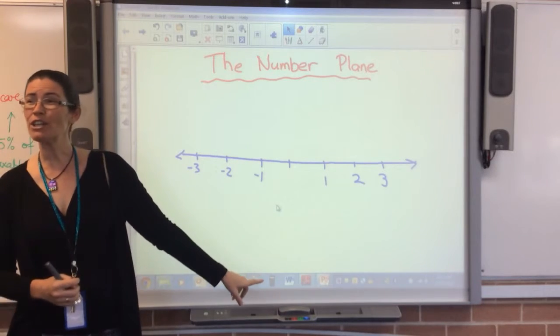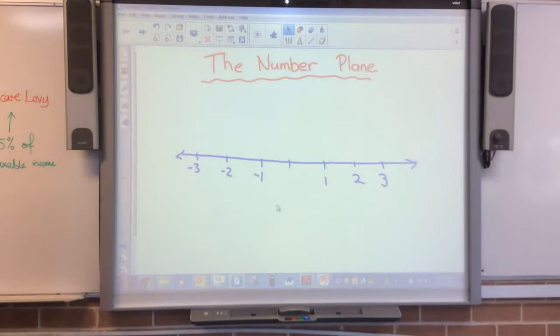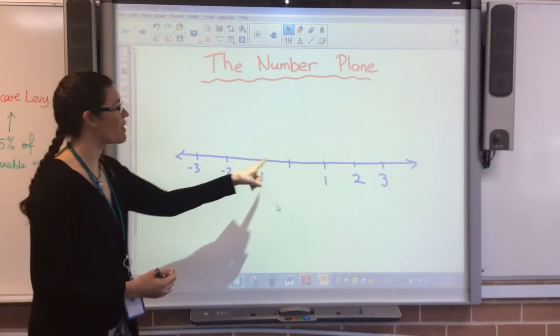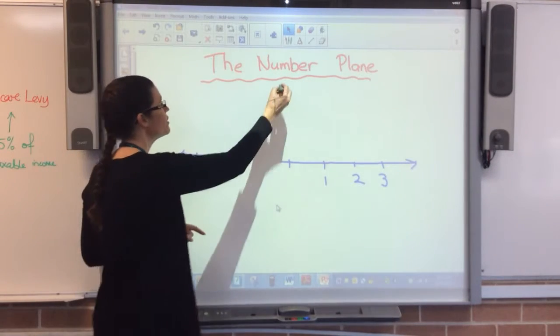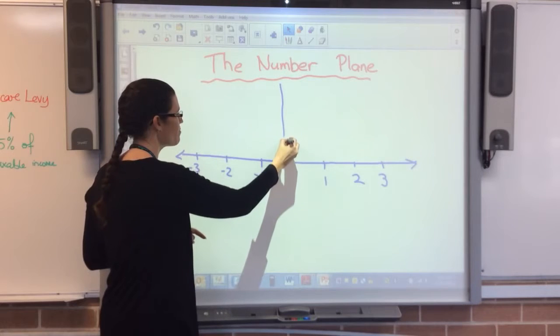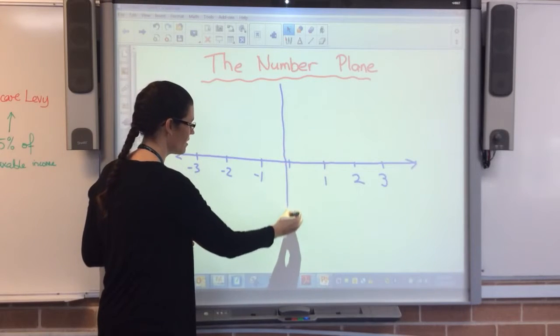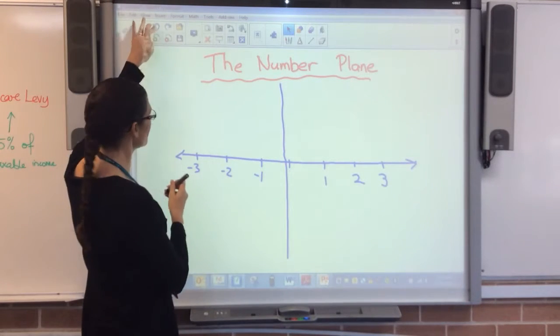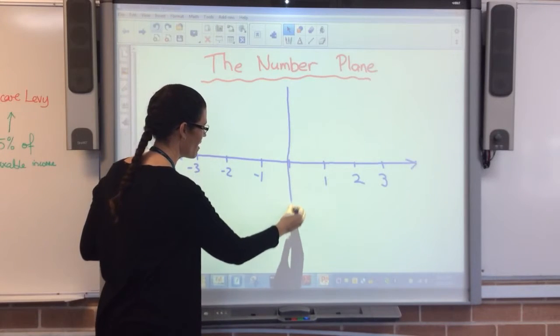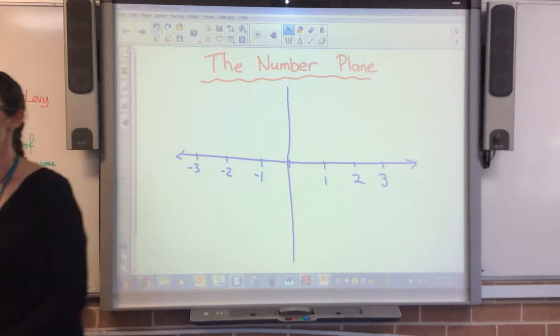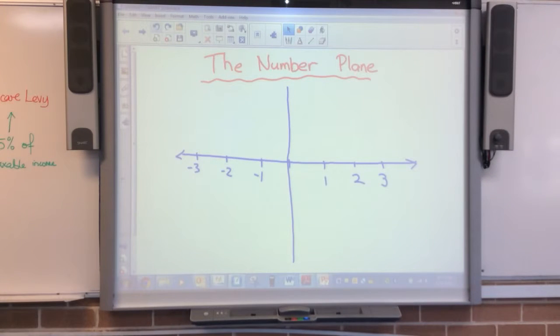I am now going to draw another number line going at right angles to the one I've already drawn. So it's going to go straight through this point here, straight through the 0. So you're going to draw another line, preferably with a ruler. Oh, that was pretty bad. Let's try again. Oh, that was closer. I want you to draw another line straight through 0.